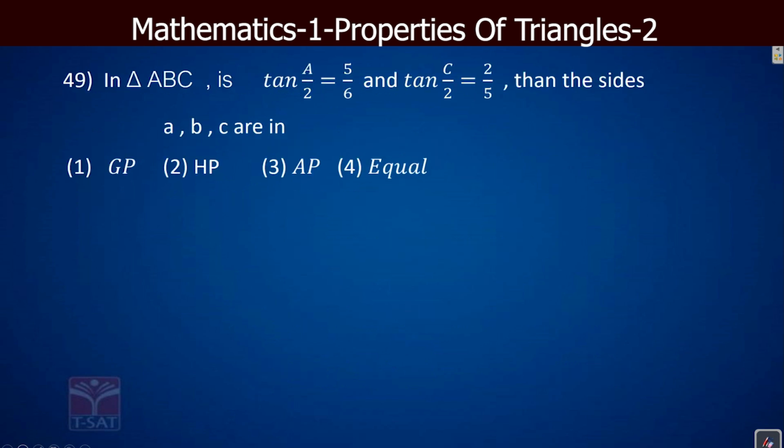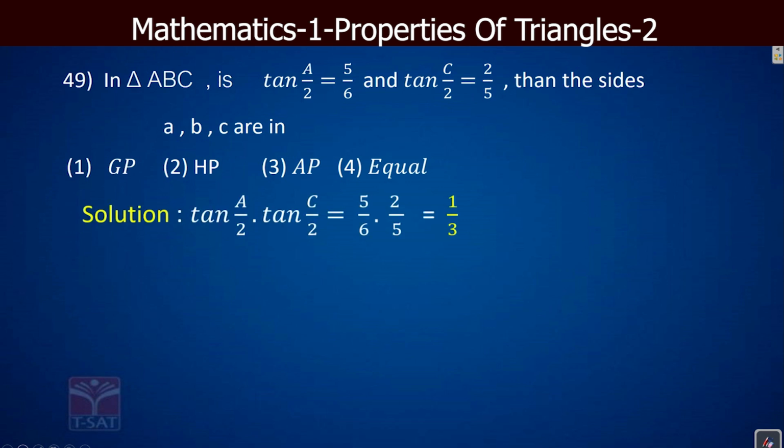Next problem, 49. In triangle ABC, if tan A/2 is equal to 5/6 and tan C/2 is 2/5, then the sides a, b, c are in: 1, geometric progression; 2, harmonic progression; 3, arithmetic progression; 4, equal. Now see, tan A/2 into tan C/2 is equal to 5/6 into 2/5, which is 1/3.